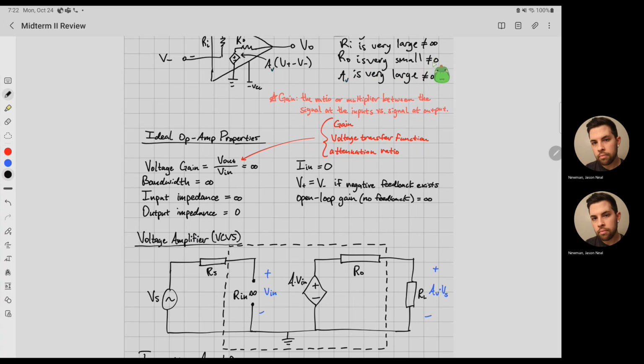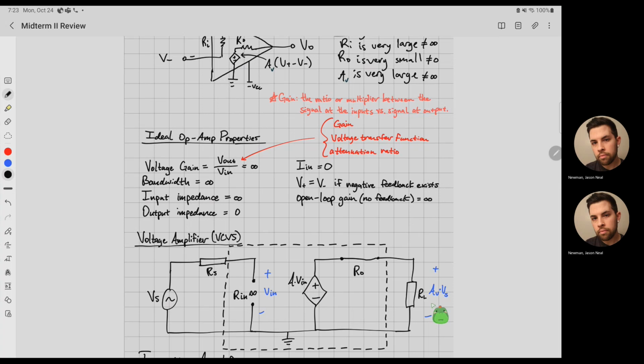RO is very small, but it's not equal to zero. This one's saying output impedance equal to zero. So if we turn this impedance to zero, it turns into a short, right? It turns into a short. And so now we have no voltage division between these two elements anymore. And so now, in an ideal op amp, with this being open and this being shorted, we have a direct path from this voltage source to here to amplify the voltage.